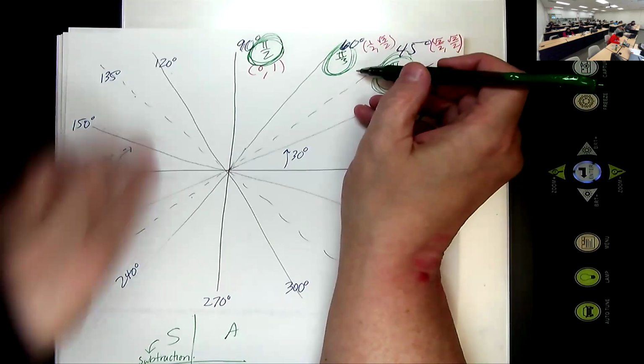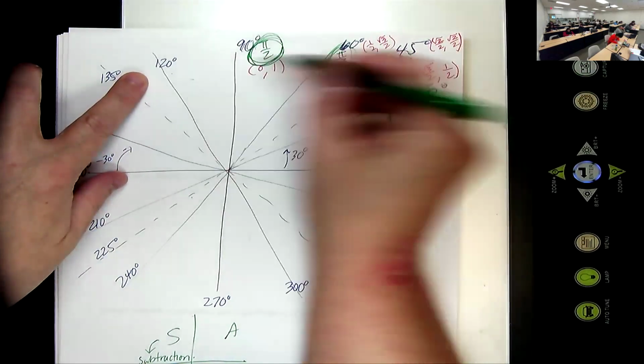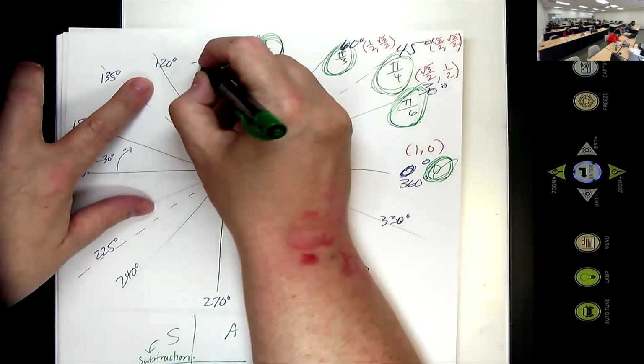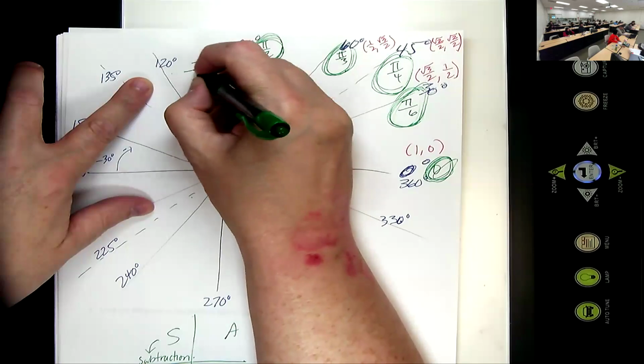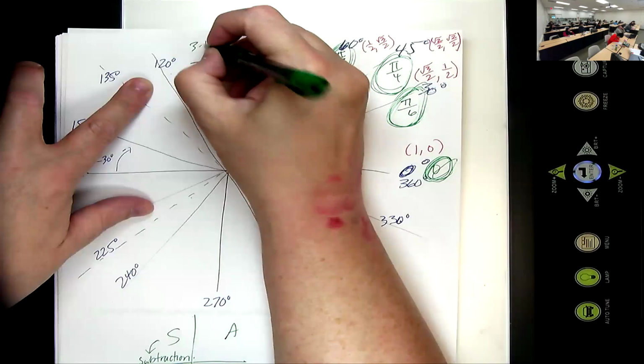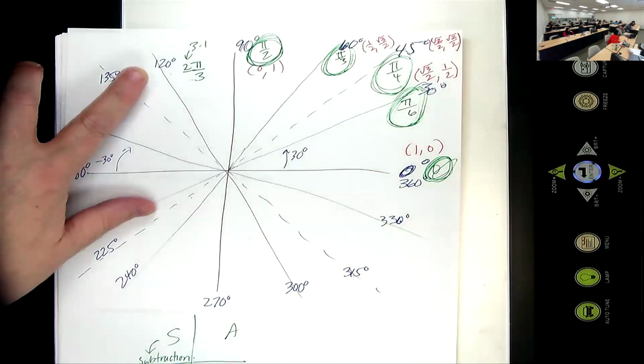Use the same denominator as the other side. This has a pi over 3, the 120 goes directly over. This will have a pi over 3, and we subtract 1 from the denominator. 3 minus 1, I'm gonna put a 2 right here. 120 degrees is 2 pi over 3.